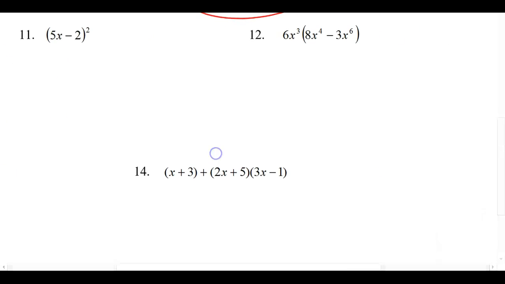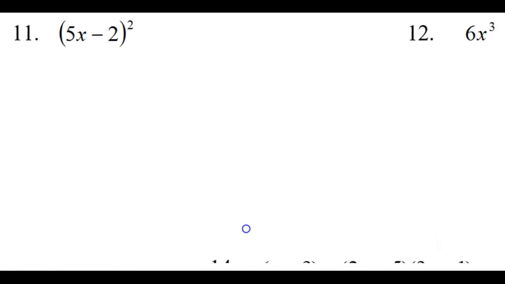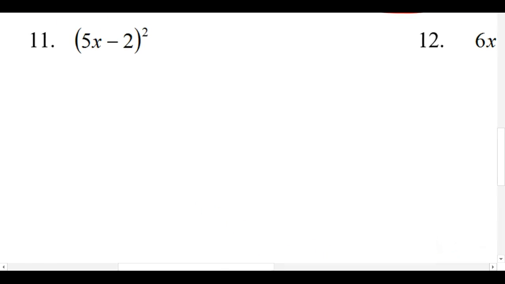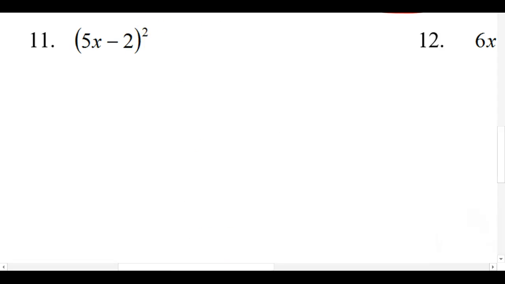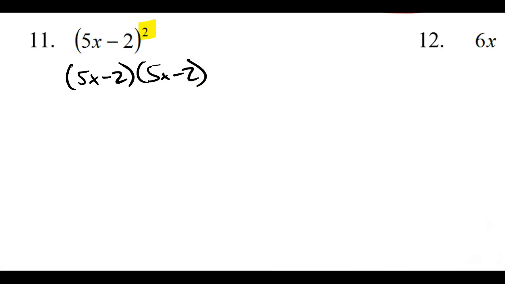Okay, now on this one, 5x minus 2 squared. Well, if you see a squared, that means that you're going to have two 5x minus 2's. So again, if we have a square here, you write this out twice. And now it's 5x minus 2 times 5x minus 2.